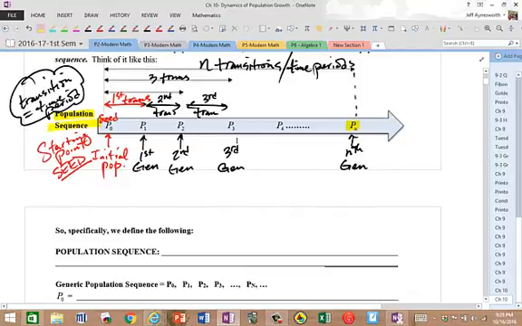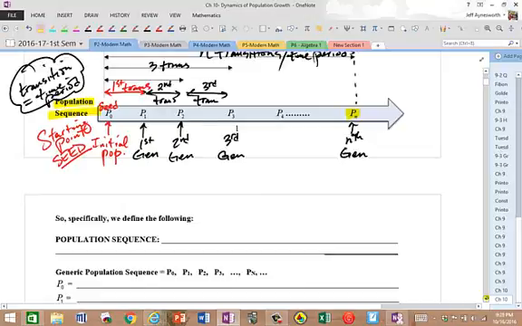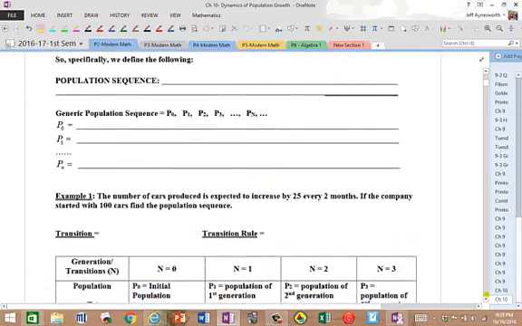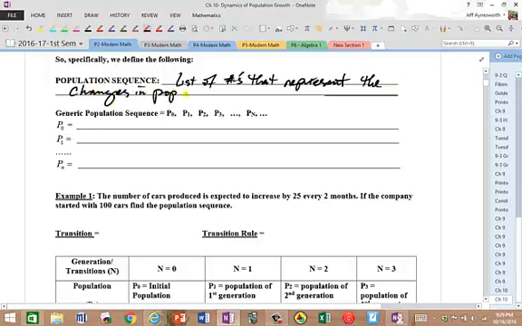Now let's get into some basic examples and get a little bit more concrete. A population sequence is a list of numbers that represent the changes in population over multiple transitions.